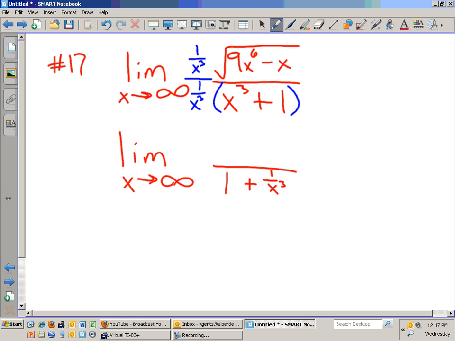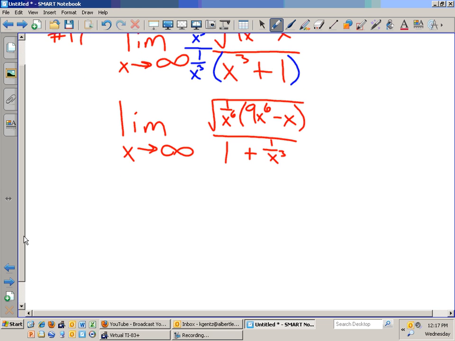But the top is a little bit more difficult. In order to get this 1 over x to the third on the inside of the square root sign, what do I have to do to it? Not square root it, but square it. Remember, if you want to take something out of a square root, you have to square root it. So if you want to put it back in, you have to square it. So this is really going to be the square root of 1 over x to the, what is 1 over x to the third squared? 1 over x to the 6th times 9x to the 6th minus x. So now I have it on the inside of that square root sign. Now I can actually do something with it.